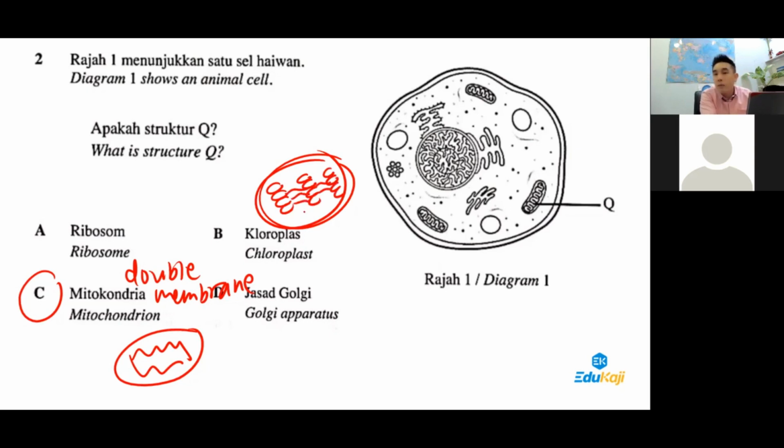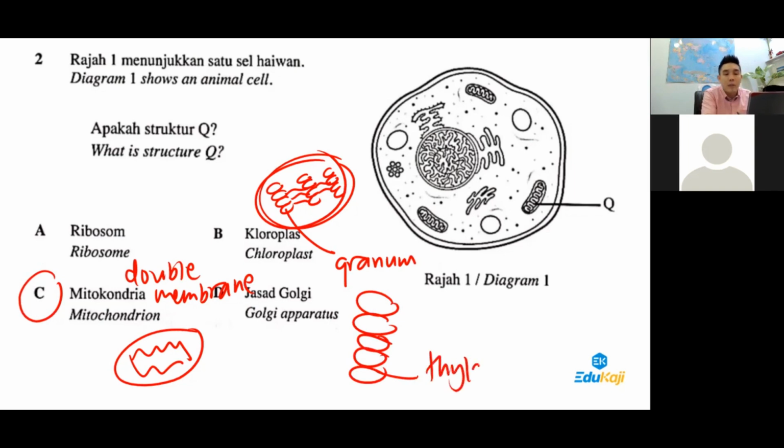Guys, revision Form 4, Chapter 2, and Form 5, Chapter 2. These are granum. So what is granum? Granum is a stack of thylakoid, okay, for photosynthesis.